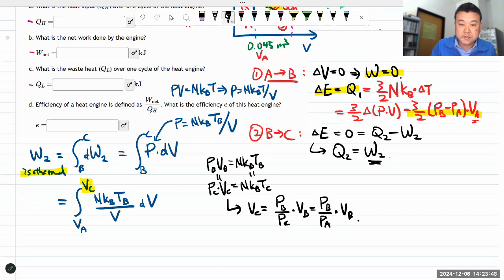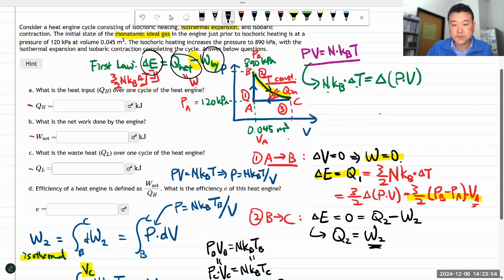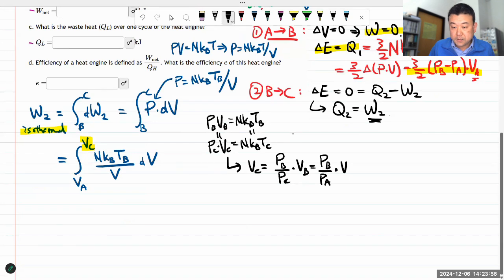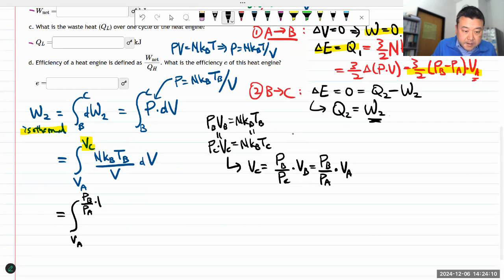Which VB is VA, because A to B, again referring to the PV diagram, the volume doesn't change. So VB is VA. So this VC, I can now rewrite as the ratio PB over PA times VA. And I'm hoping VA will somehow cancel out somewhere. Let's just work through and see. And one other simplification I can do.